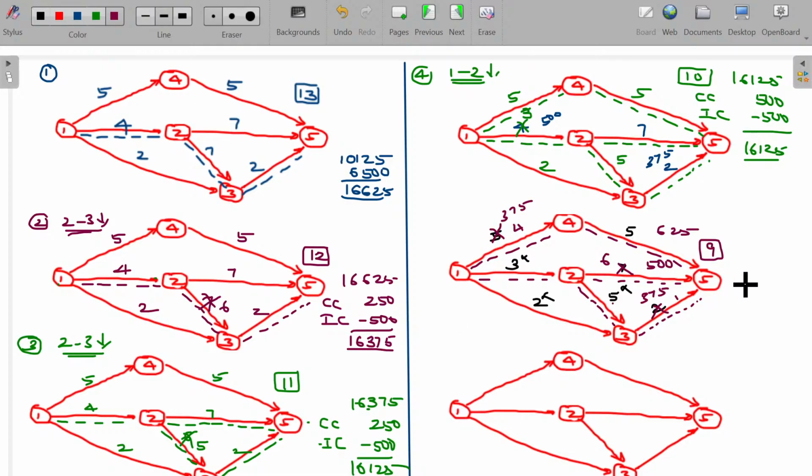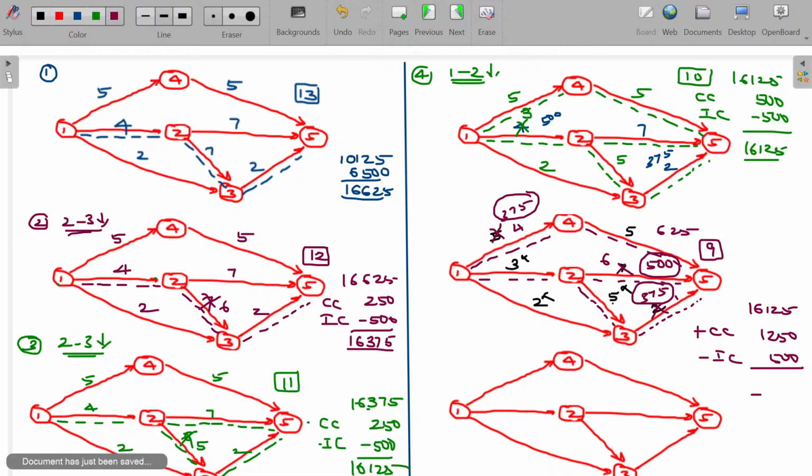Now what is the cost? The existing cost being 16,125. Now you have to add the crash cost. How much will be the crash cost here? We have crashed this, so 375 for the first route. We crashed this for the second route, another 500 rupees. We crashed the third route, for that also 375. Almost 1,250 rupees extra you spend. But of course, the savings in indirect cost being 500 rupees can be subtracted. What's the final value?